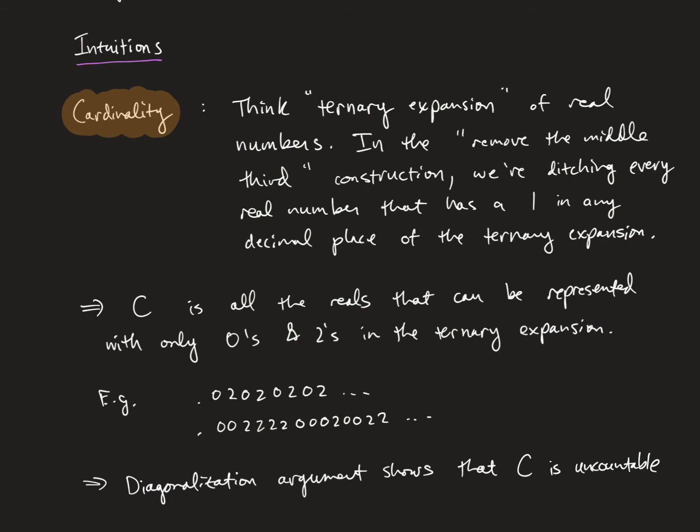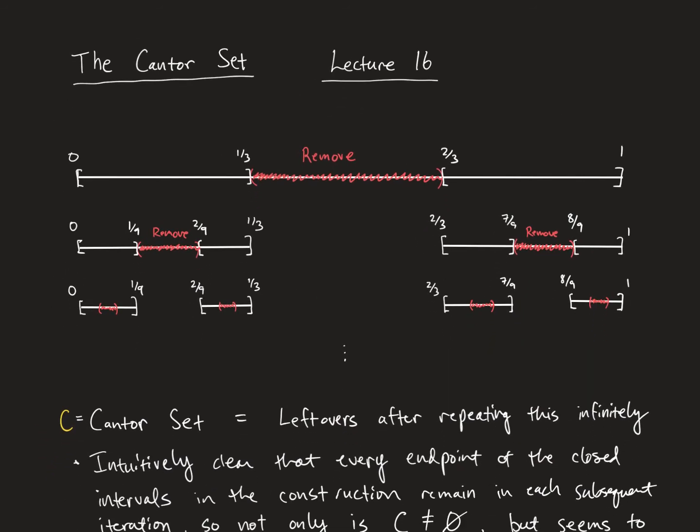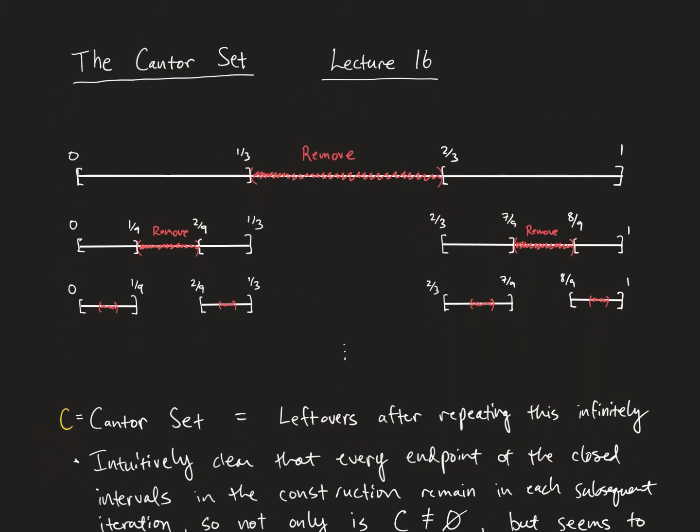So another way to go about arguing this is to assign to each element of the Cantor set a binary address. So instead of focusing on the removal of the middle third, you can say for any element of the Cantor set, it has to be either in this interval here or this interval here, right? So we can assign a 0 if it's here and a 1 if it's here.